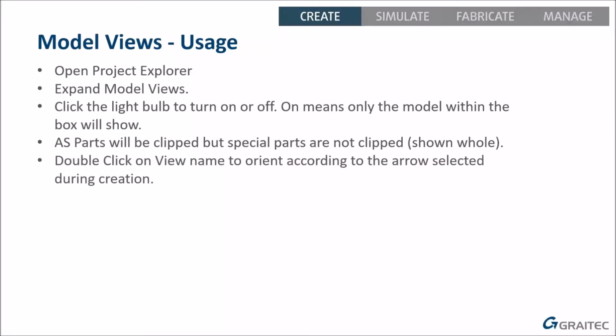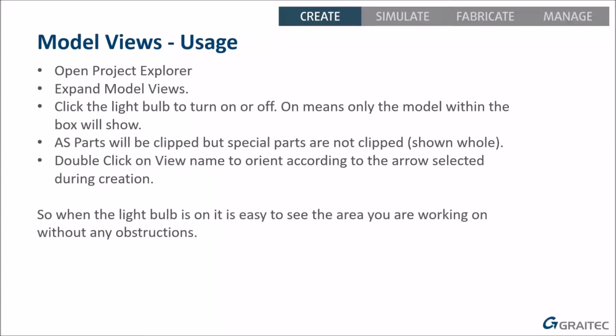If you double click on the view name, it won't just isolate what's within the box, but it'll also rotate your screen, or rotate your view so that it's square on to whatever direction you chose. That's why you chose the direction arrow. Which direction do you want to look at this? I want to look from the plan or from the side. When you double click, it will rotate to that direction.